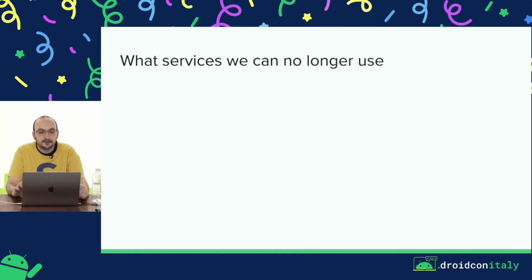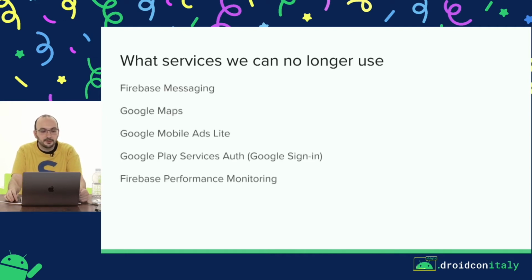But there are services that we can no longer use. For example, Firebase Messaging, so all the push notifications won't work out of the box if we upload our application on the Huawei AppGallery. And Google Maps is probably the biggest feature that we don't have on Huawei devices.